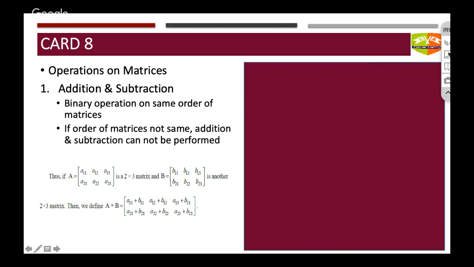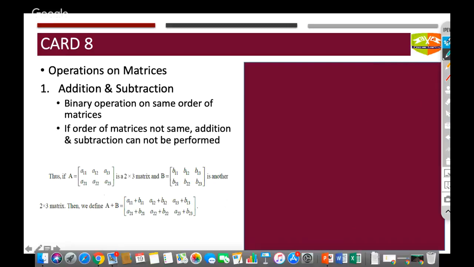So I'm starting with addition and subtraction. It's the same thing again. If the order is not the same, addition and subtraction cannot be performed. And what do you add and subtract? You add and subtract corresponding elements from both sides.